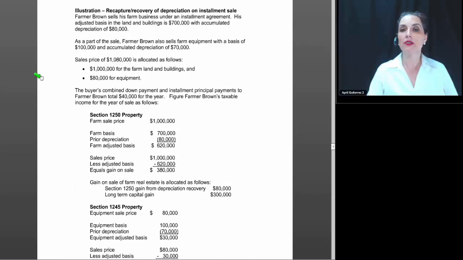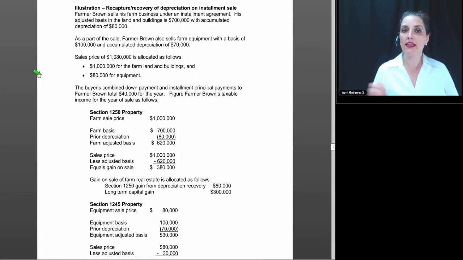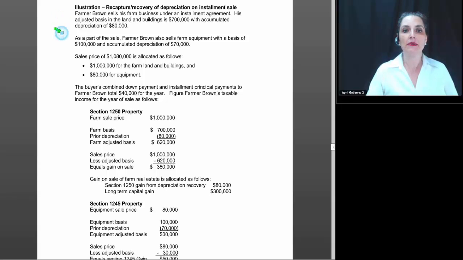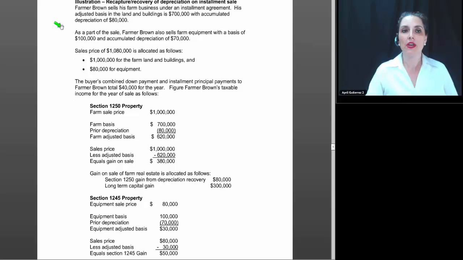Well, to put these two different types of property into play for purpose of depreciation treatment and recapture or recovery treatment, we've got a nice illustration for you here. In this illustration, we have a character named Farmer Brown, and he has sold his farming business under an installment agreement. His adjusted basis in the land and buildings is $700,000 with accumulated depreciation of $80,000.